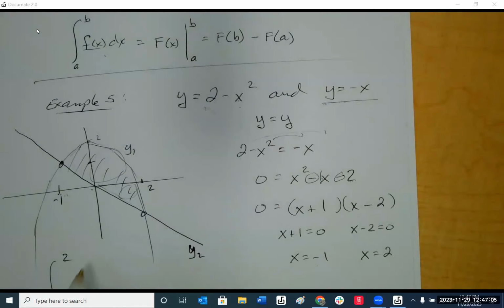So let's see. We have our two equations: 2 minus x squared minus negative x dx.